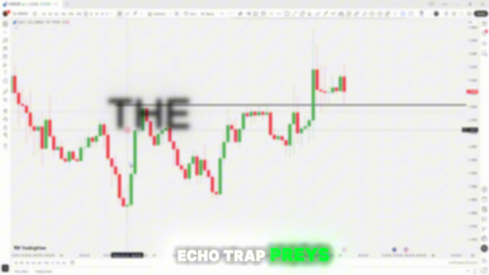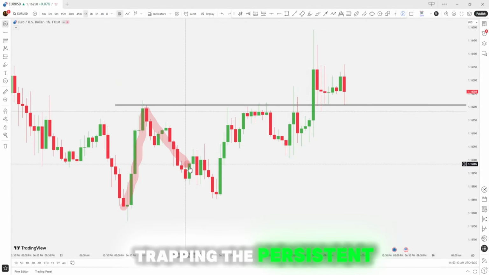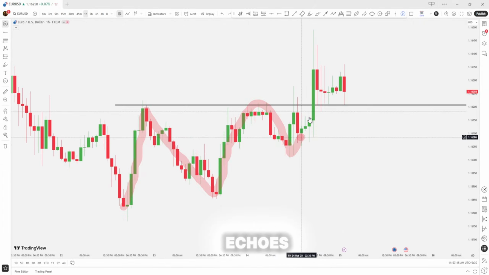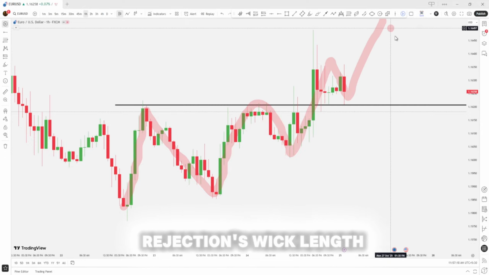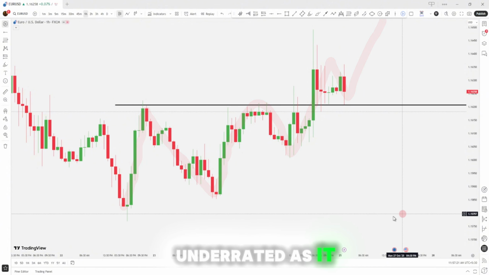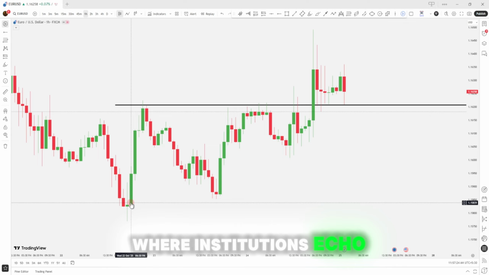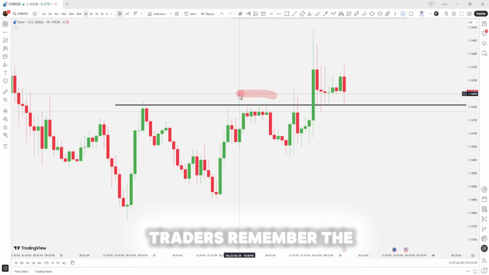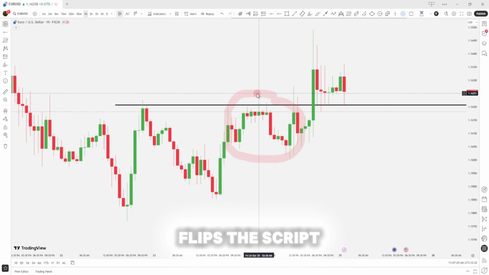Diving deeper, the level echo trap preys on repeated tests of a level that echo prior failures, trapping the persistent. A level, like 25,000 on Nifty, echoes when price approaches it again with a candle mirroring an earlier rejection's wick length, but from the opposite side, setting a trap for breakout dreams. Underrated as it blends support/resistance with echo psychology, where institutions echo past traps to reload the same net. The mind trick. Traders remember the level's strength, echoing their bias, only to get snared as price flips the script.